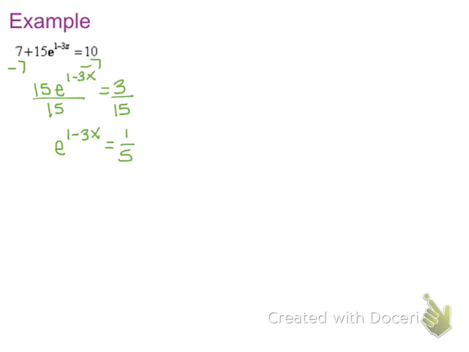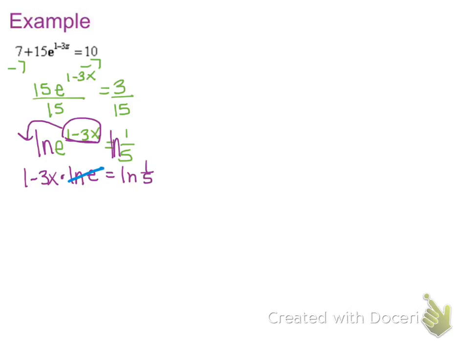So since you have e, which is the base of your exponent here, all by itself, you need to get rid of that base and be able to get that exponent out of that exponent position. So you have to do the inverse of e, which in this case is going to be the natural log. And you're going to have to do it to both sides. When you take the natural log of both sides, what happens to your exponent is it comes out in front. So you're ending up with 1 minus 3x times the natural log of e equaling the natural log of 1/5.